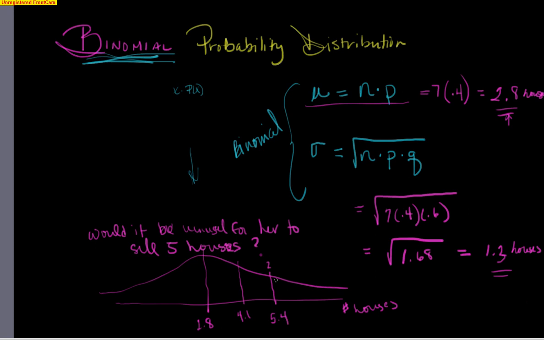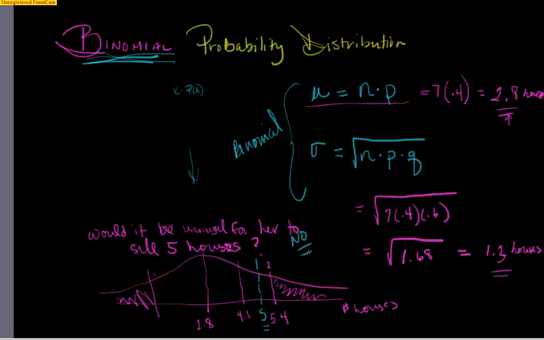All right. So unusual was when things were outside of 2 standard deviations on either side. Outside of 2 standard deviations, that's that 5%. So 5 houses would actually be right about here. Boom, boom, boom, 5 houses. And that's actually within the normal range. It would be considered a lot. It's above 1 standard deviation. It would not be within the typical range, but it would not be unusual. So the answer to that would be no.